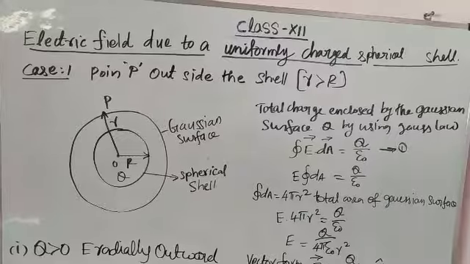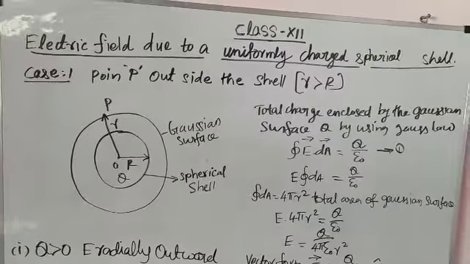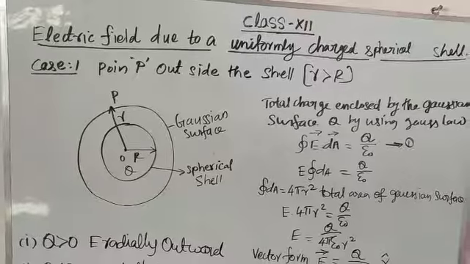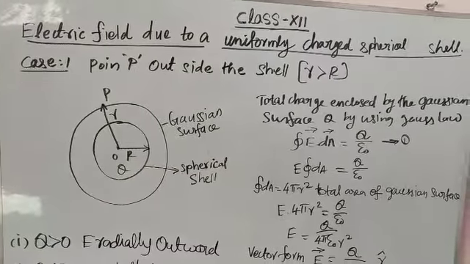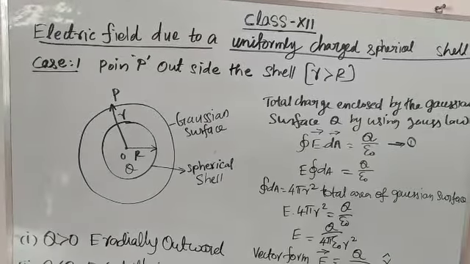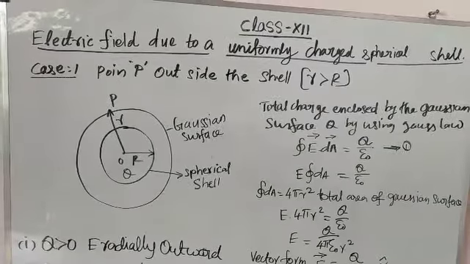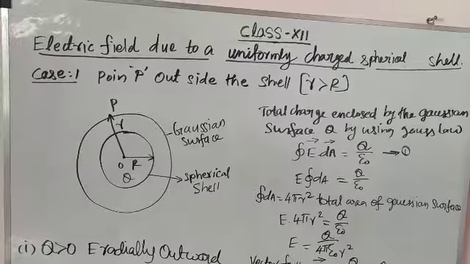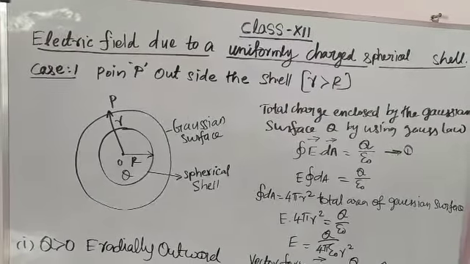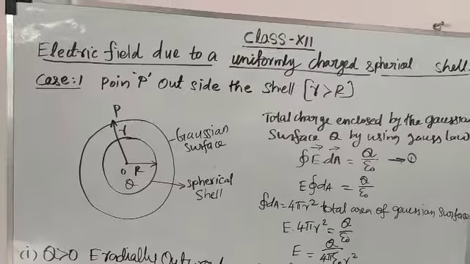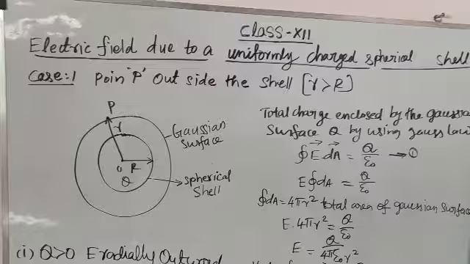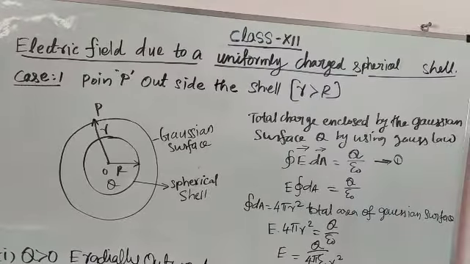So already we discussed two applications of Gauss law: electric field due to an infinitely long charged wire, and electric field due to an infinite plane sheet, in between the plates and outside the plate. In this section, I am going to explain the electric field due to a uniformly charged spherical shell.